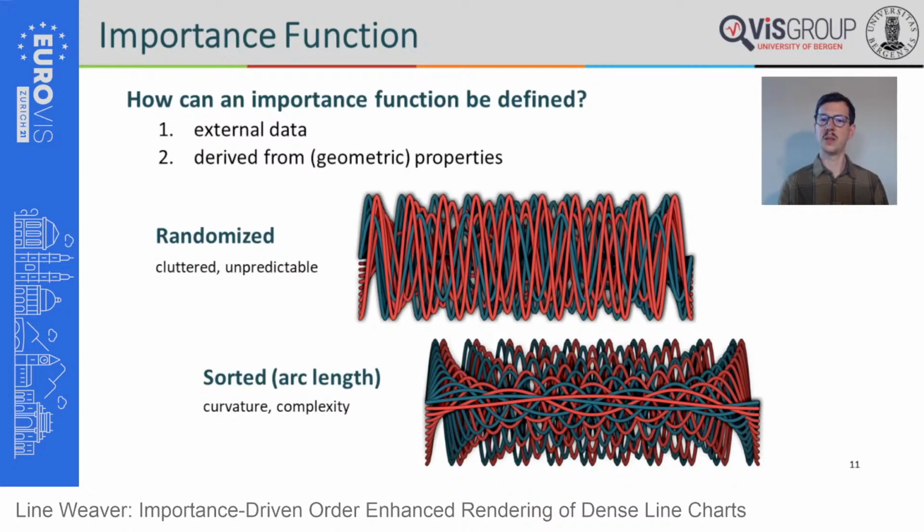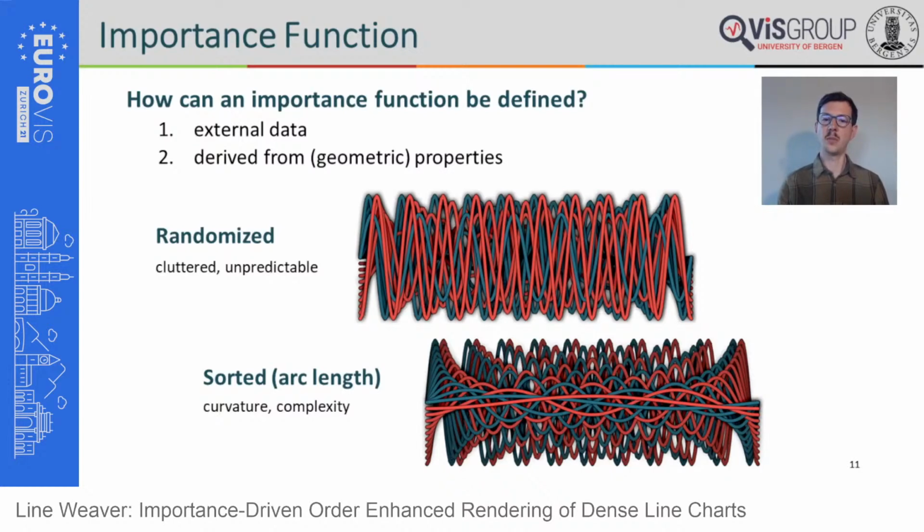Our goal is to minimize the amount of overdraw in a heuristic manner by assigning lower importance values to those lines that take up screen space. A simple way to achieve this is by specifying the importance based on the arc length of each line. And the impact of this simple yet powerful geometric property is shown here.